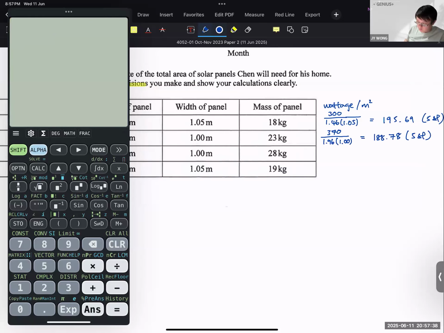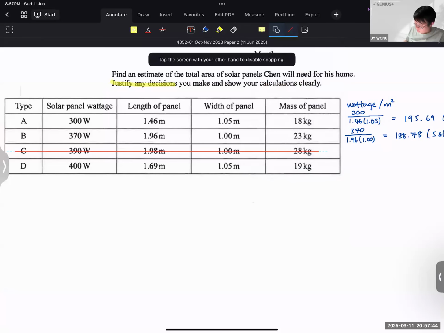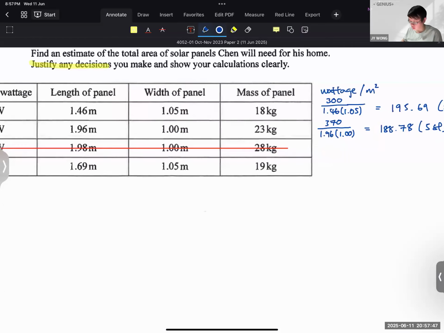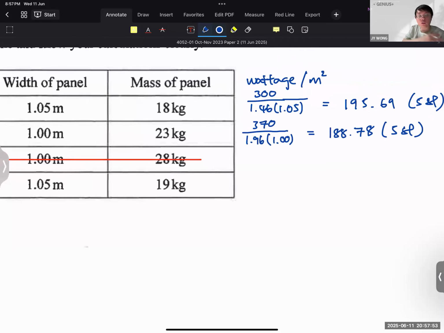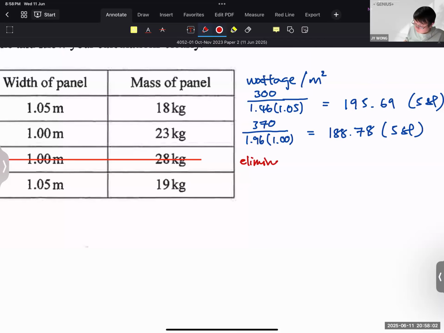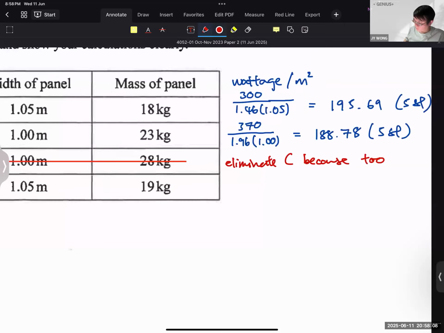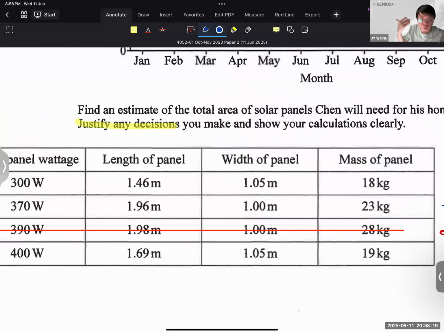Now, when I look at this, I will directly eliminate C. Why do I straight away eliminate C? Because while you all want Chen's house to collapse, Chen does not want his house to collapse. So I will eliminate C because it is too heavy. Make sense? So these are the kind of logical justifications that you are expected to be able to make.